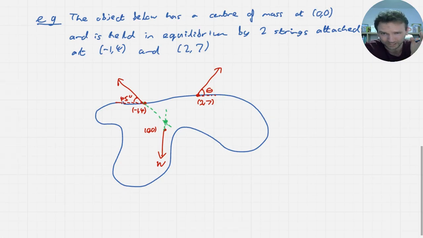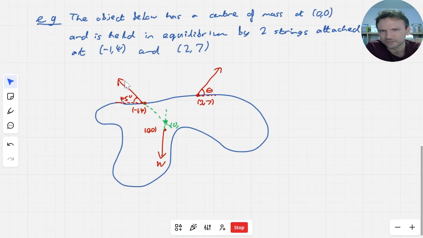Now, W is clearly a vertical force. So immediately, I know the x-coordinate of this point is 0, because it's directly above my center of mass, which also had x-coordinate 0. The y-coordinate is a little bit messier. We need to think about this 45-degree angle. There's a reason I've given you 45 degrees. It'll make life a bit nicer.